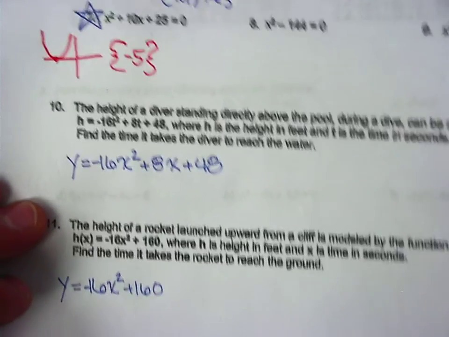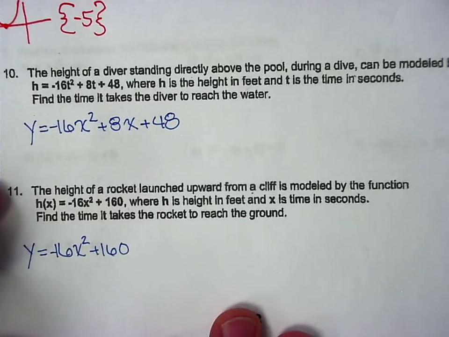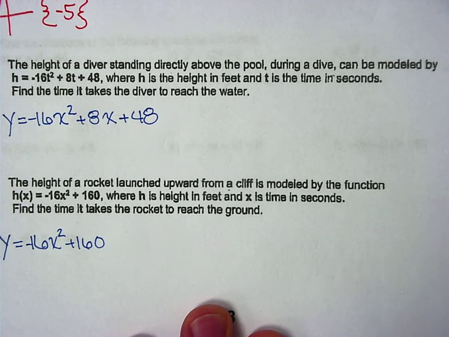For number 10, here we have 2 word problems, the final 2 word problems. Our number 10 word problem says, the height of a diver standing directly above the pool during a dive can be modeled by h equals -16t squared plus 8t plus 48, where h equals the height in feet and t is the time in seconds. Find the time it takes the diver to reach the water.